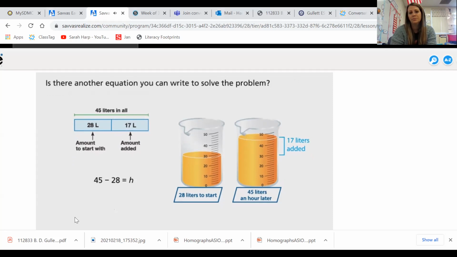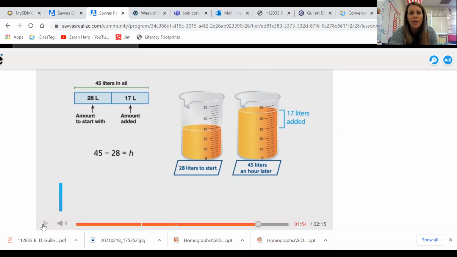Is there another equation you can write to solve the problem? Okay, so we subtracted to find our answer, but we know the problem wasn't a subtraction problem, right? We know that they had 28 liters to start with. They got some more, and now they have that total of 45. So even though we have to subtract to figure out the answer, you could also set it up just like the word problem is with addition, right? And we could just plug in that missing number, but we would probably still have to subtract to find that missing number, okay? But let's see if addition is the other word problem that they're talking about.